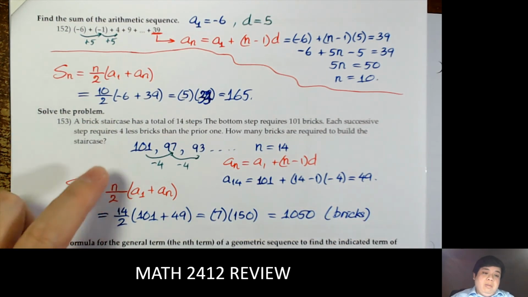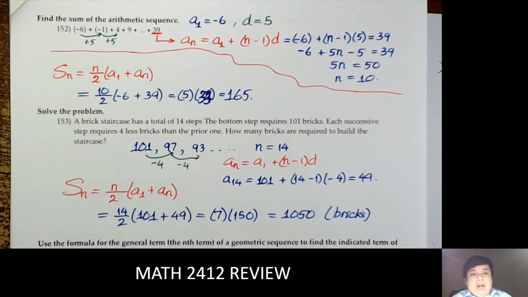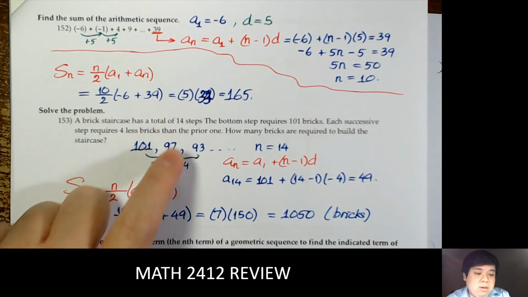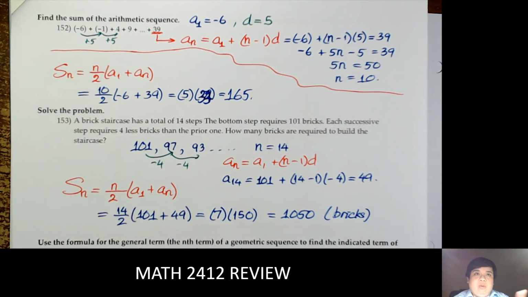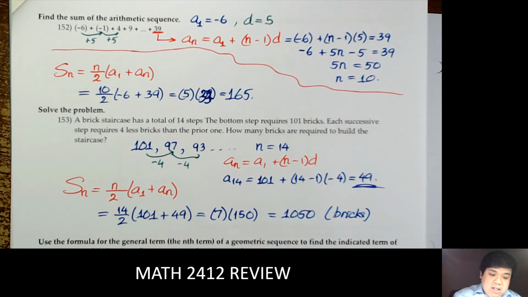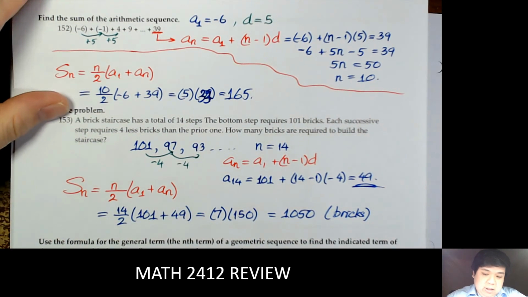So this is the sum of arithmetic sequence. n divided by 2 times the first plus the n term. We know 14 terms. So the n term is when n equals 14, which is 49. And substitute in there. That's what we have.